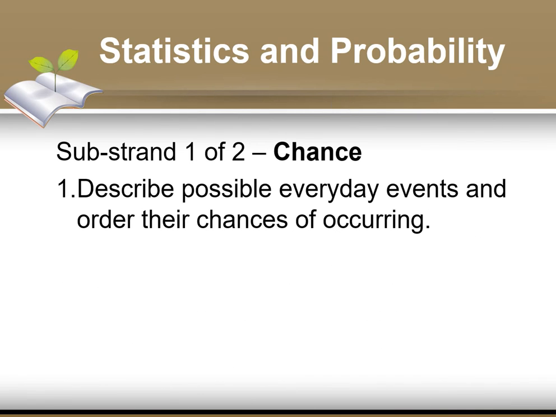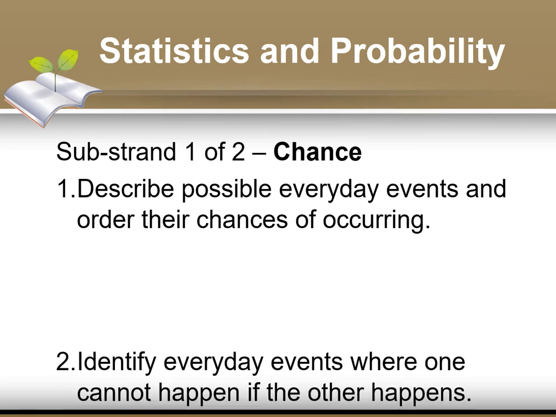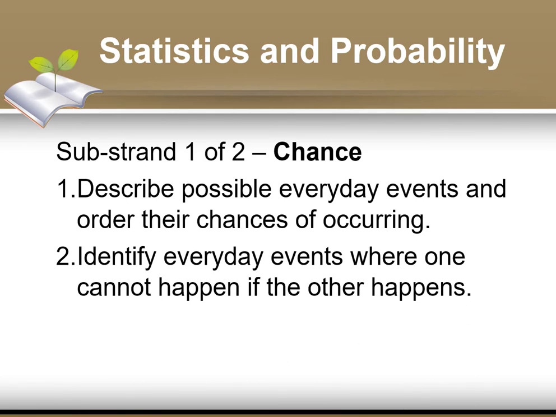Statistics and probabilities, a final strand, and the first substrand, chance, describing possible everyday events and ordering their chances of occurring. So really just introducing students to the terminology that we would use for how likely something is to happen. And really that helps to categorize when something is more likely to happen than something else.